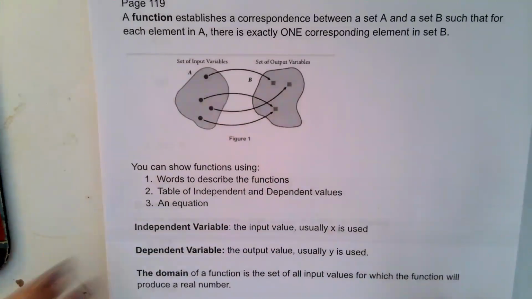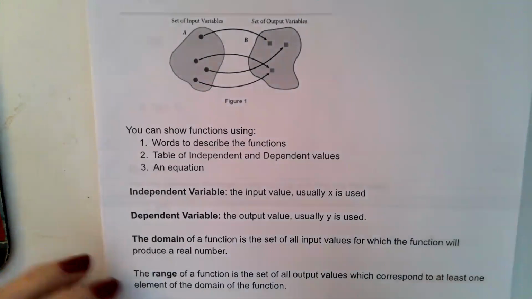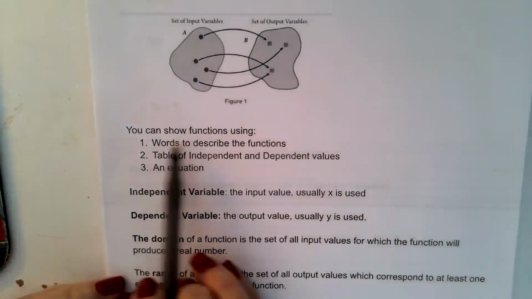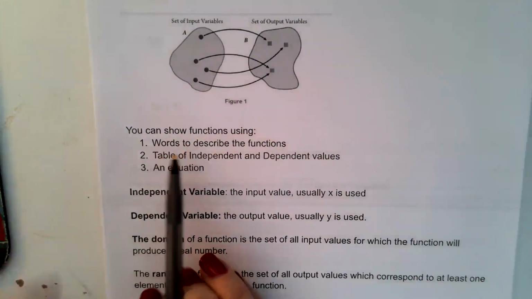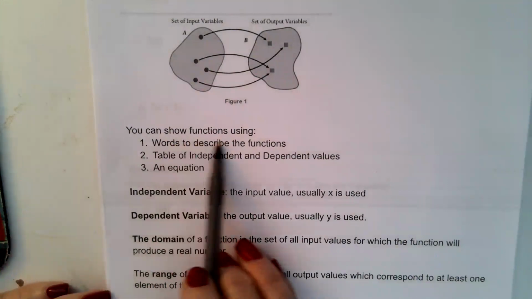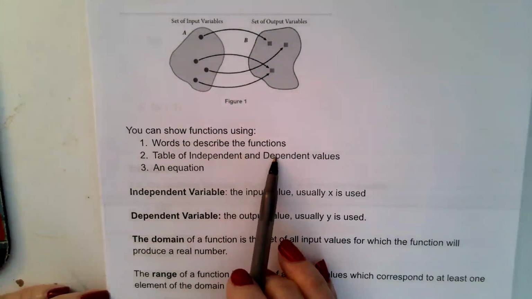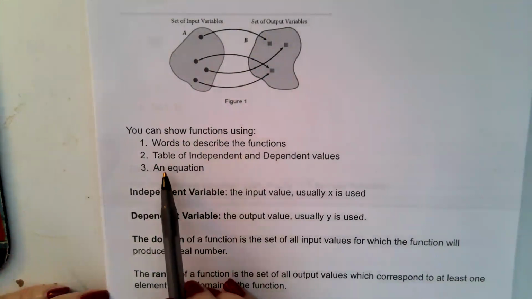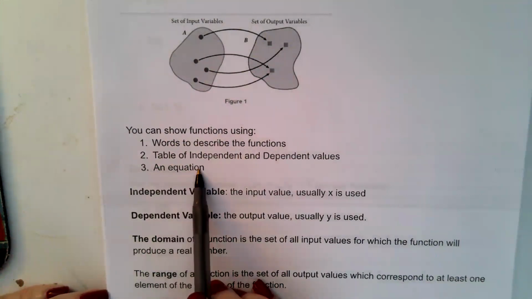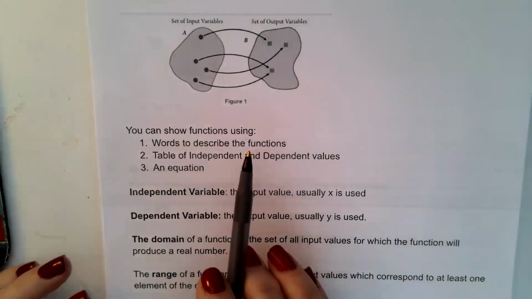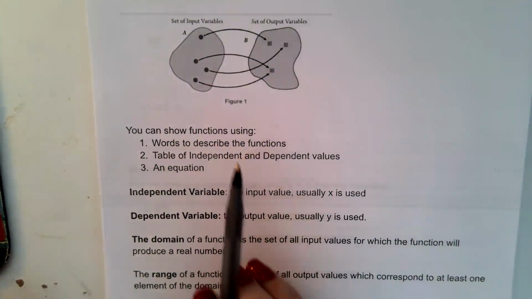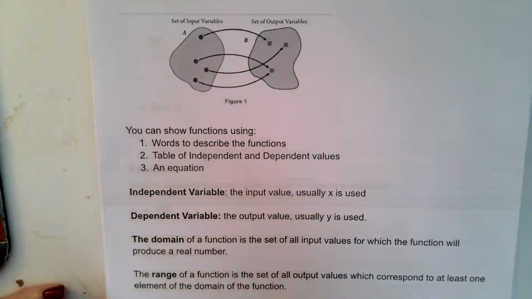Okay, so we're going to give a couple different descriptions of functions today in this lesson. There's actually 4 ways that we can show functions. One is using words to describe functions. We can use a table of inputs and outputs to describe functions. We can use symbols in an equation. And the 4th way is going to be using pictures or graphs, and that's going to be in lesson 2.4.